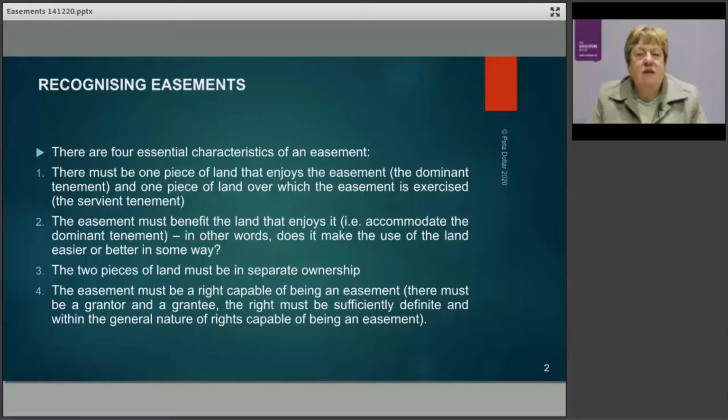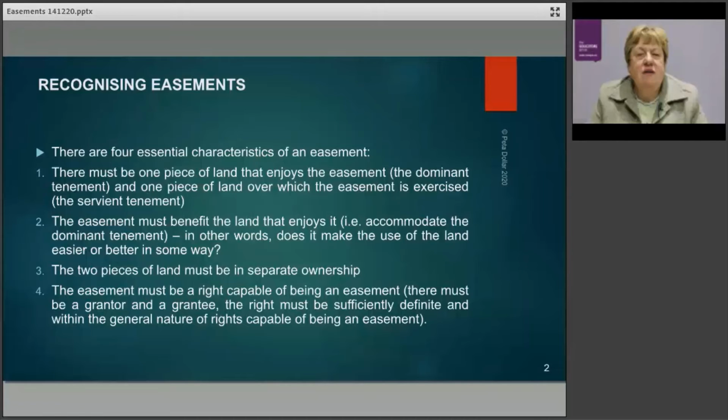The first is there must be one piece of land that enjoys the easement, and that used to be called the dominant tenement, although it's more likely to be called the benefited land nowadays, and one piece of land over which the easement is exercised, and that used to be called the servient tenement, but is often called the burdened land nowadays.